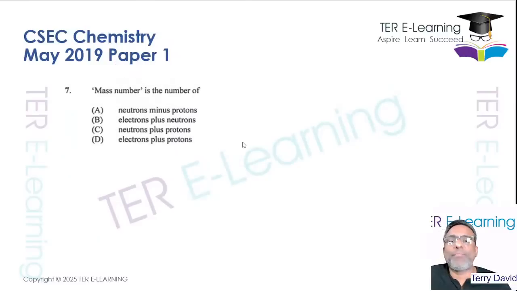Number 7, we have mass number. What is mass number here? Okay, so people saying the answer is C. So mass number is simply the number of neutrons plus protons. Yep, I agree. The answer is C.